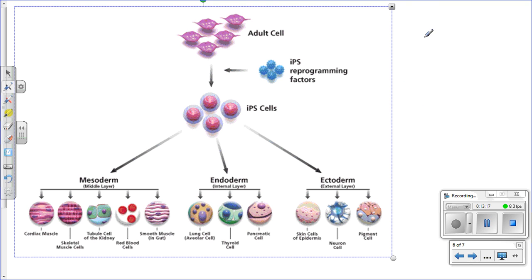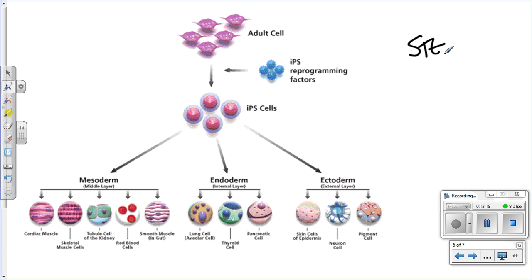All right, stem cells. We need to discuss these real quick. What it means to be a stem cell. So stem cells are cells that have the ability to flex or change. They have plasticity. Now there are two different types of plasticity: there's multipotent and then there's pluripotent.